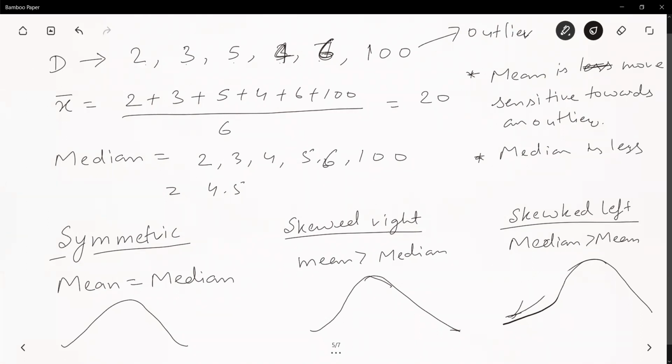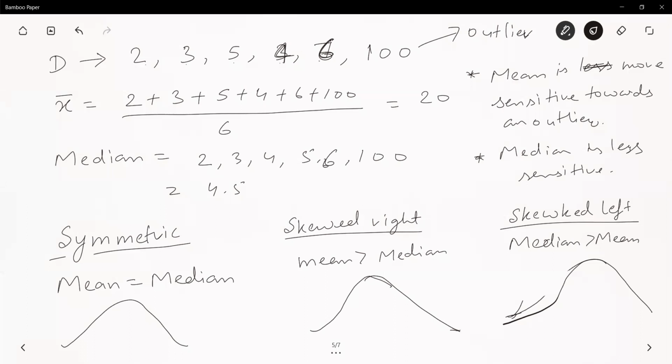Always remember that if your data set contains an outlier, always try to find out the median, because at that time the median is a good representative of your data in comparison to the mean. You are able to describe your data with the help of the median, not with the help of the mean.